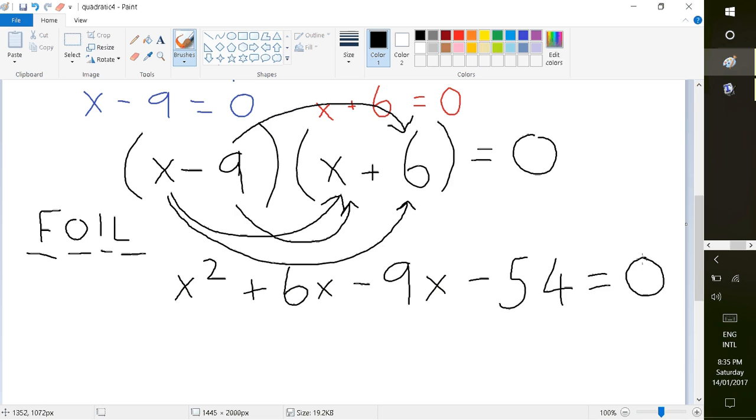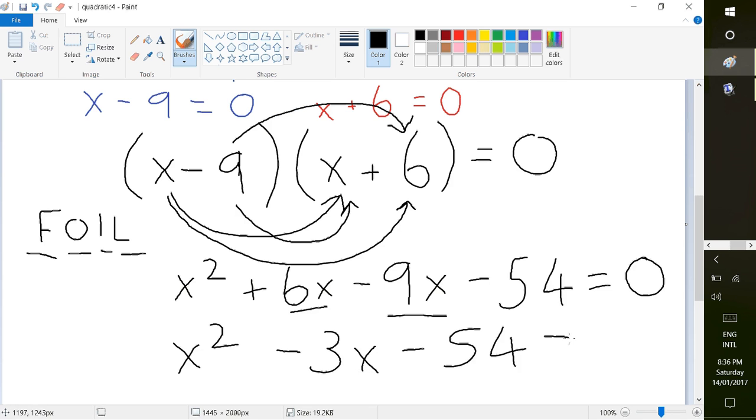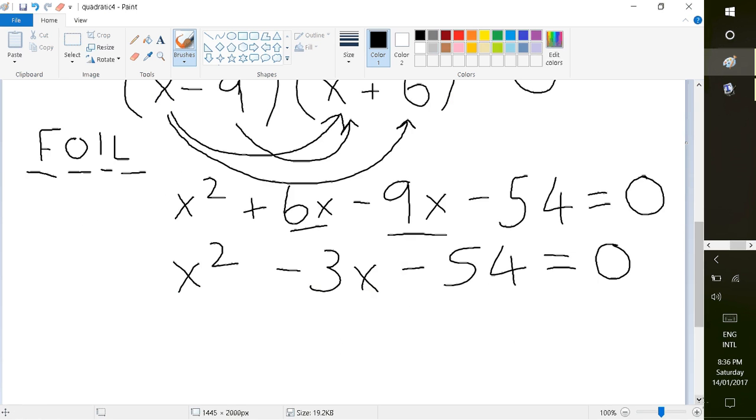Now all we need to do is collect the like terms, which gives us x squared minus 3x minus 54 equals 0. And there we have an expanded quadratic equation. And you'll notice that it's a monic equation because the coefficient of the x squared is 1. And that's the solution. Well done.